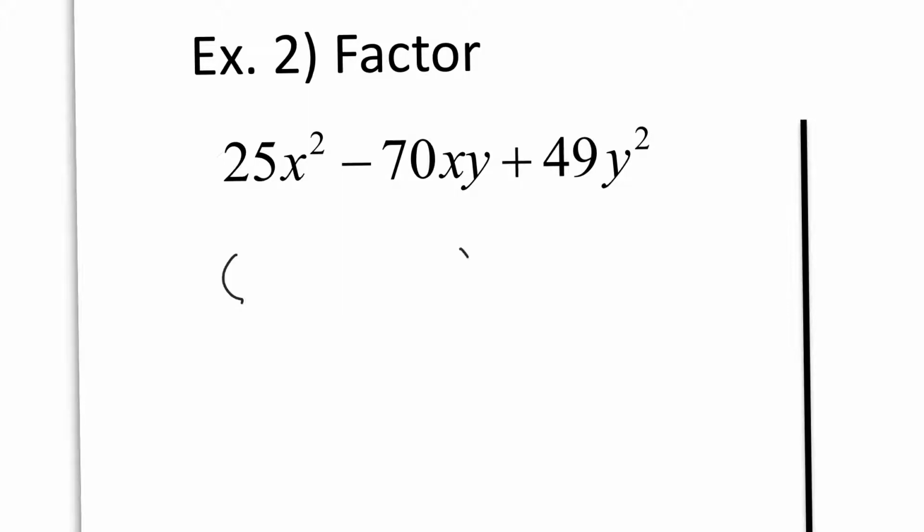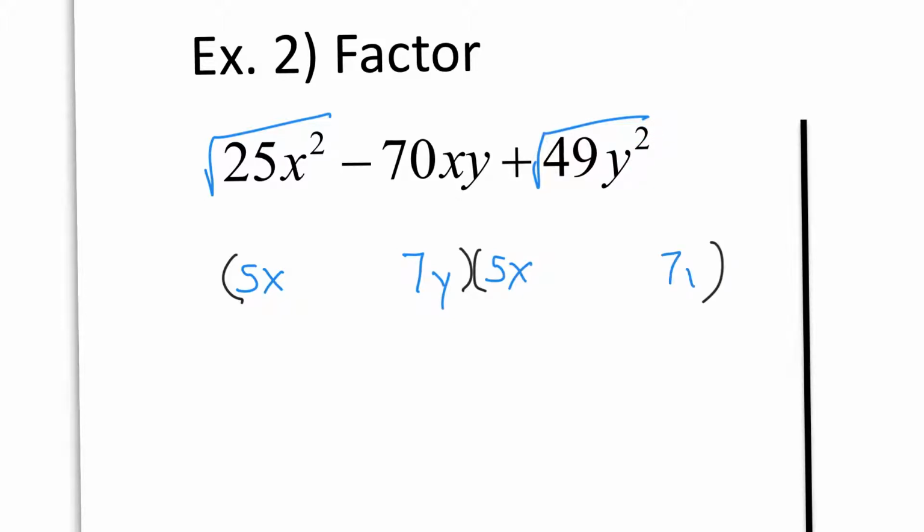So I'm going to set up my two binomials, my two parentheses here. I'm going to take the square root of the 25x squared, and that's going to be 5x, with the 5x over here. I'm going to take the square root of the 49y squared. The square root of 49 is 7, but the y squared becomes a y when you take the square root. Remember that the square root and the square cancel, so if you take the square root of the y squared, you're just going to have a y. Then you put the 7y over here. You do the same thing for the sign with the term in the middle. It's negative, the one in the middle, so you put a minus and a minus.